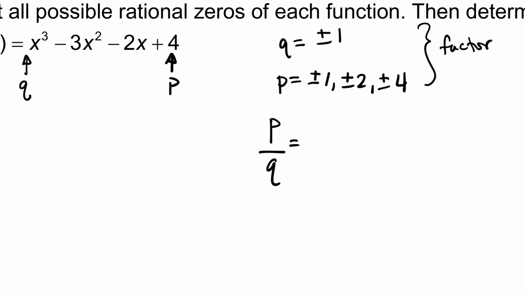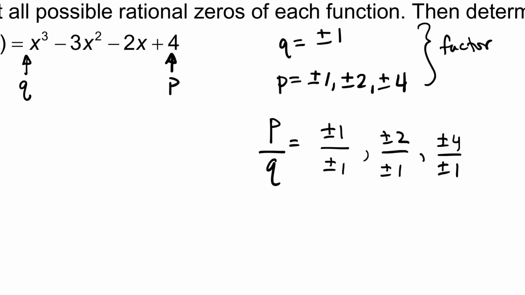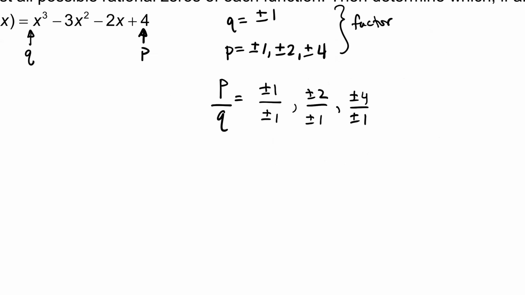So every factor of P: plus or minus 1 over plus or minus 1, plus or minus 2 over plus or minus 1, plus or minus 4 over plus or minus 1. Oh, we only have one thing for Q, so I could just write it that way. Oh, we're dividing by 1. It just is itself. Plus or minus 1, plus or minus 2, and plus or minus 4. So there's 6 options.